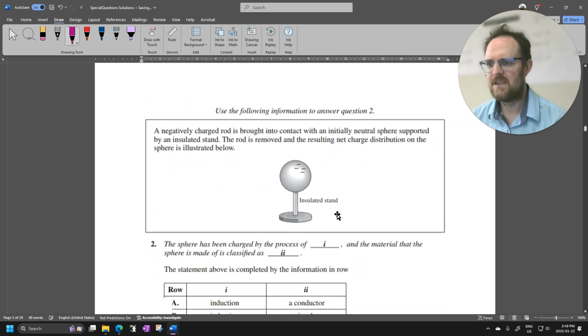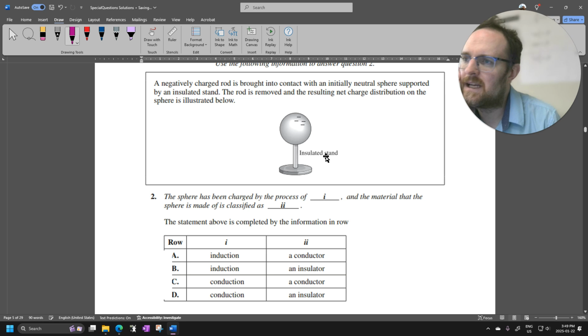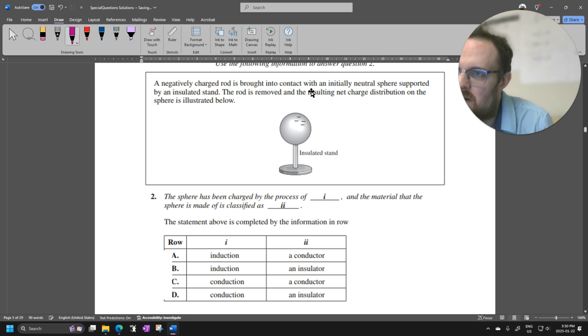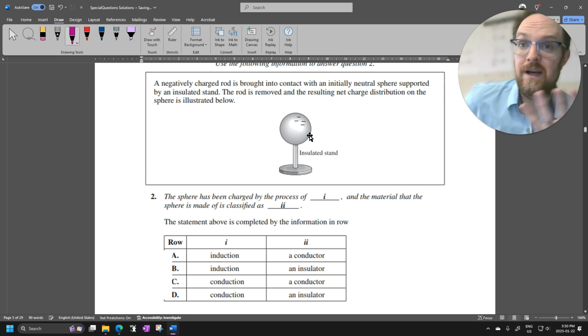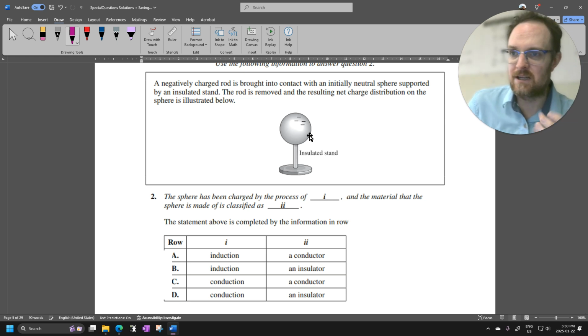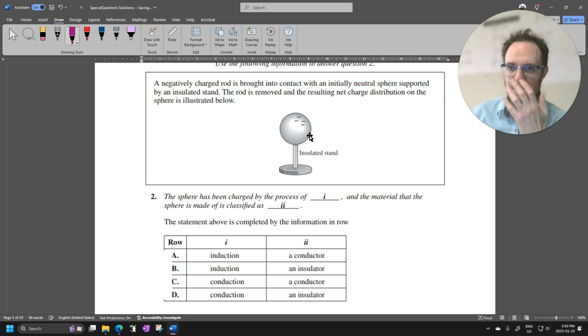Okay, that's a fun question. A negatively charged rod is brought in contact with an initially neutral sphere. The rod is removed, and the resulting net charge results there. Now you notice that the charge didn't spread out, right? The charge kind of grouped together there, and the reason is because the charge can't go anywhere. It's on this weird sphere that doesn't allow it to move, right?